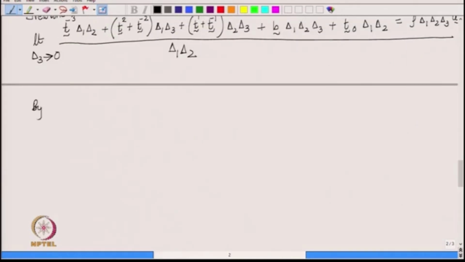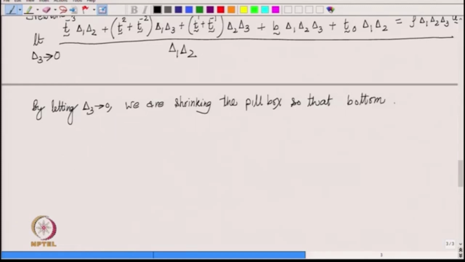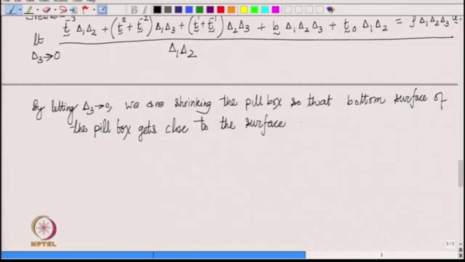So, I will write here, by letting delta 3 going to 0, we are shrinking the pill box so that the bottom surface of the pill box gets close to the surface of the body. Okay. Now, can you see what is happening in that limit?